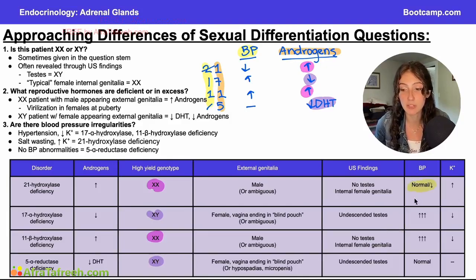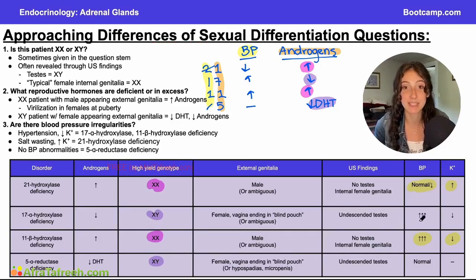So in 21 hydroxylase deficiency, you'll have normal or decreased blood pressure if they're in salt wasting crisis, but in 11 beta hydroxylase deficiency, you're going to see an increased blood pressure. Similarly, the potassium will be increased in 21 hydroxylase deficiency, and the potassium will be decreased in 11 beta hydroxylase deficiency. Similarly, 17 alpha hydroxylase deficiency or 5 alpha reductase deficiency may also have a very similar presentation regarding the genitalia, female vagina ending in a blind pouch, and then undescended testes seen on ultrasound.